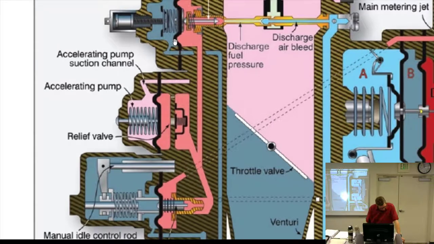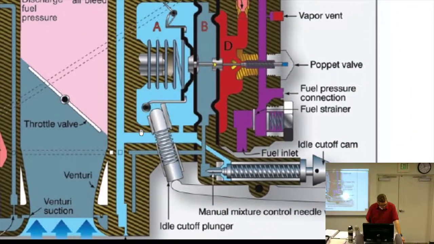Let me see. Covered that. Chamber A helps emulsify. Mixture control system. We already talked about this. So under normal circumstances, we could consider this closed off, isolating A and B. But as I pull the red knob out, it will pull this out and start allowing A to bleed off into B. The pressure decreases. I don't want to say back suction, because it's not. You are just bleeding off the pressure in A, letting it go somewhere else.